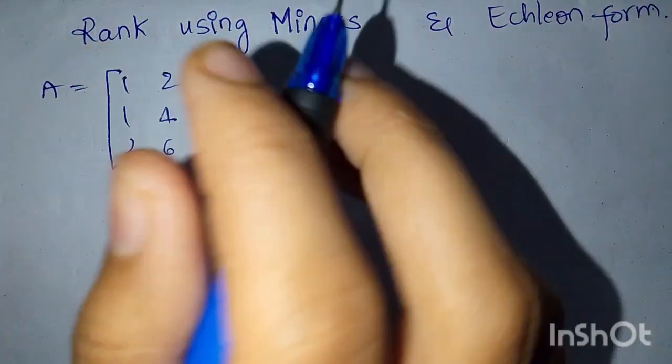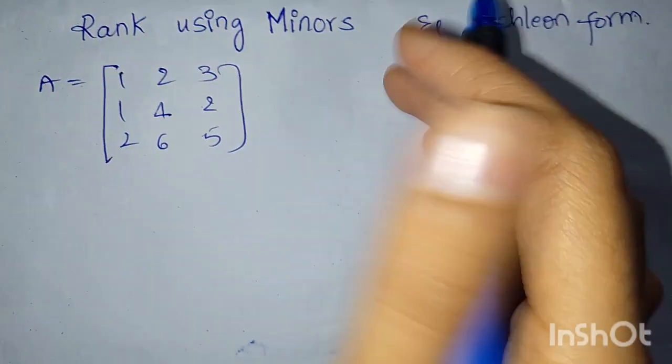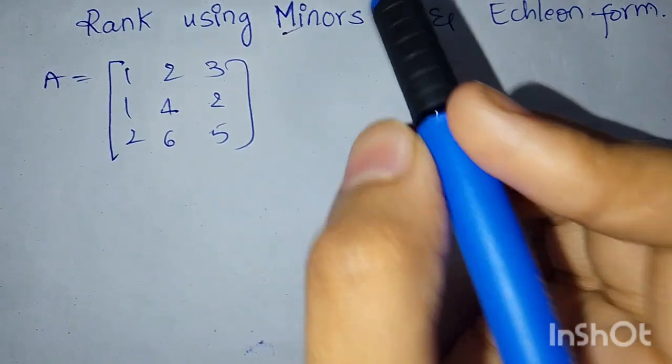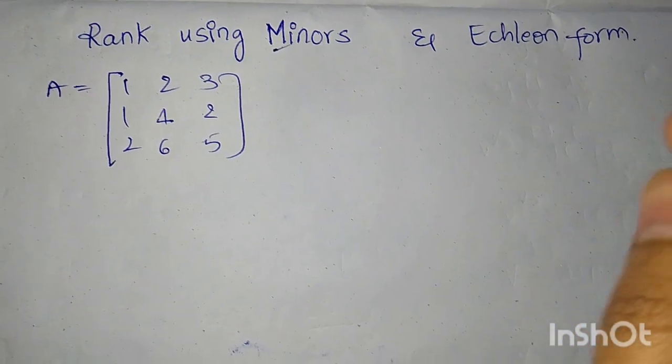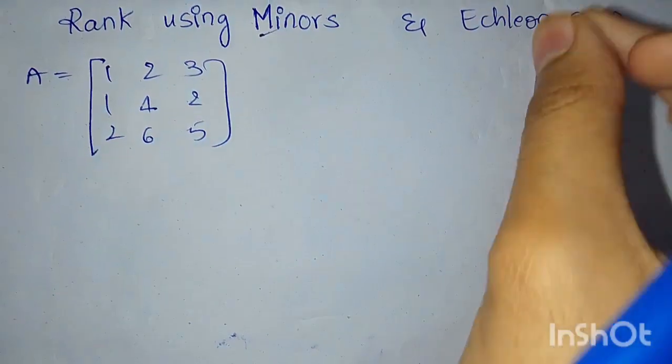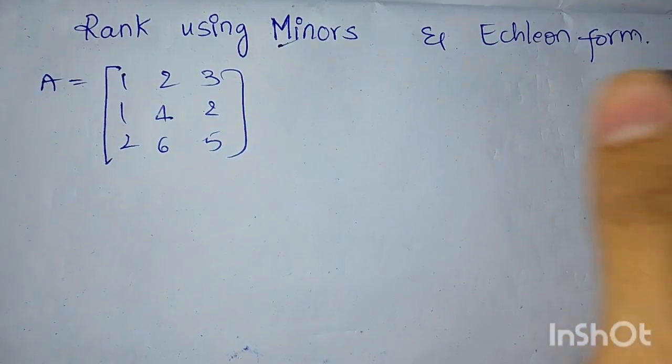So first we'll see rank using minors and echelon form. If in the exam they give you "find rank using minors," you'll do this method. If they ask "find rank using echelon form," you'll do that method. If they didn't ask any particular method, then you can do any convenient method you like.